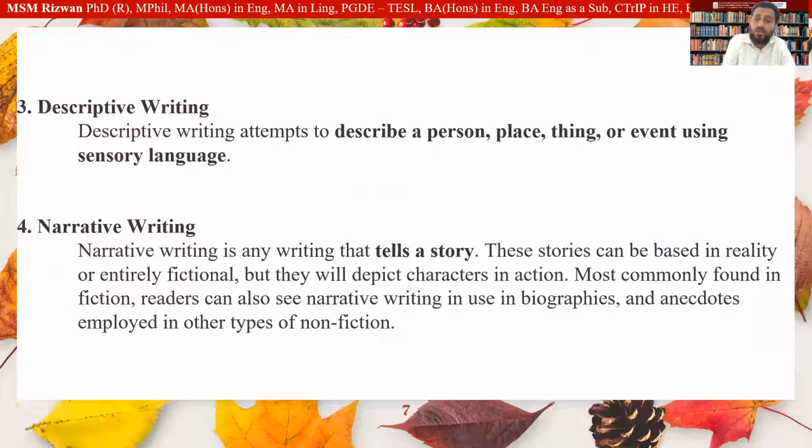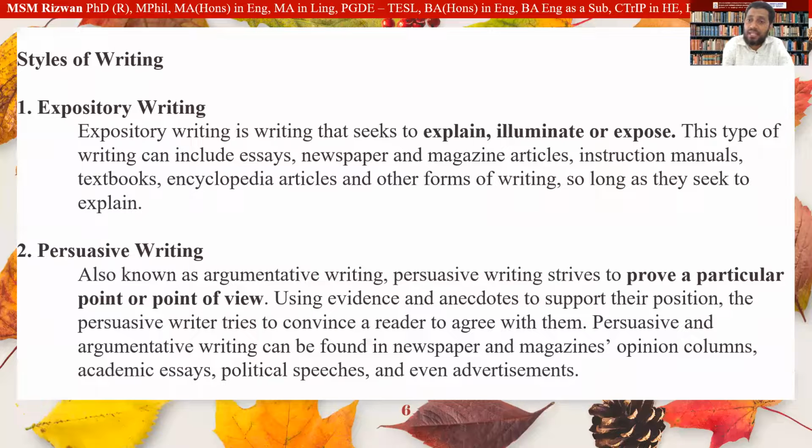So far you have discussed the elements of writing as well as the types of writing. Now let us move on to the styles of writing. What styles of writing are available in the context of writing? Right? The first one is expository writing.